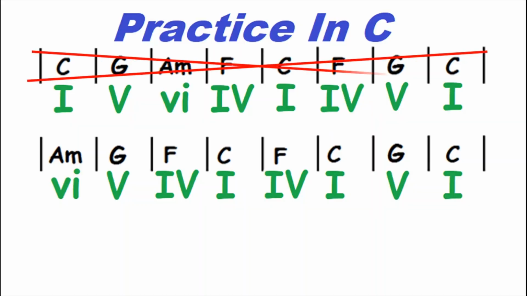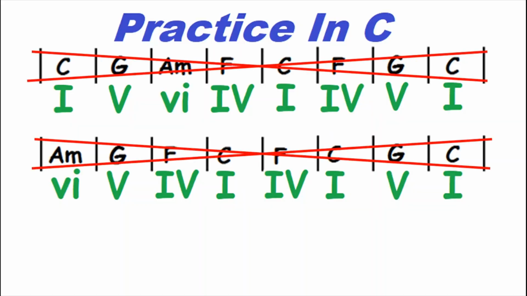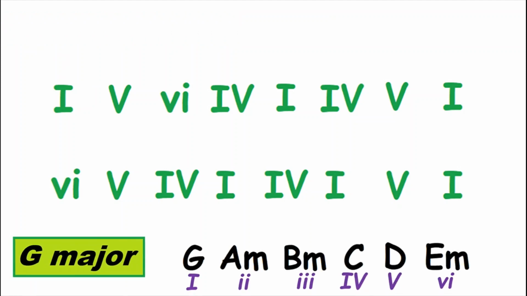Never mind the chords from practice in C. As it turns out, they're not that important. Just look at the Roman numerals and match them to the chords in G major. So what does 1 become? G. And how about 5? D. Minor 6 becomes E minor, and 4 becomes C.